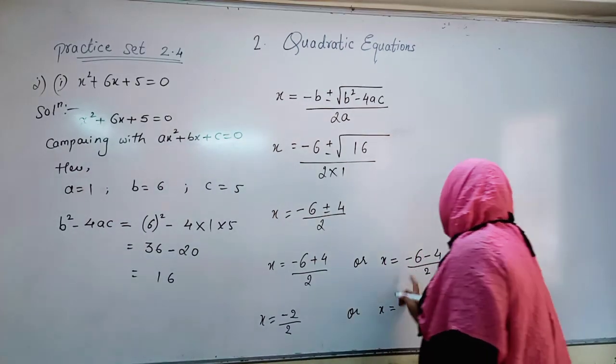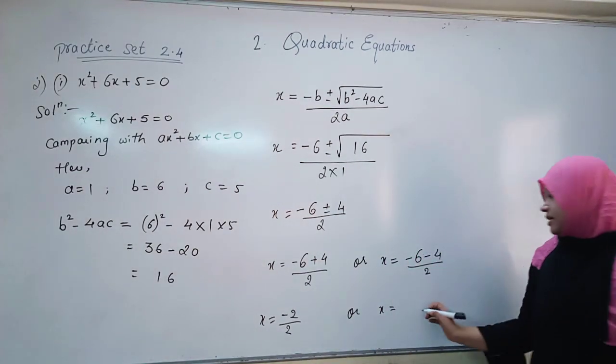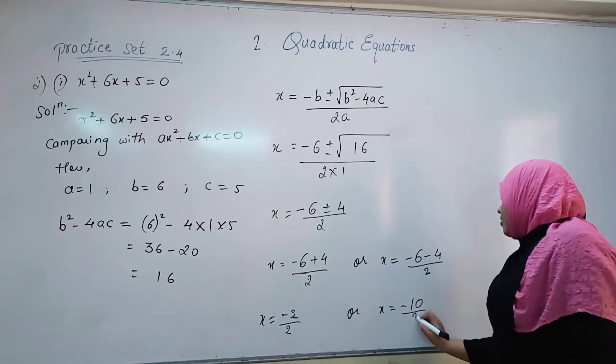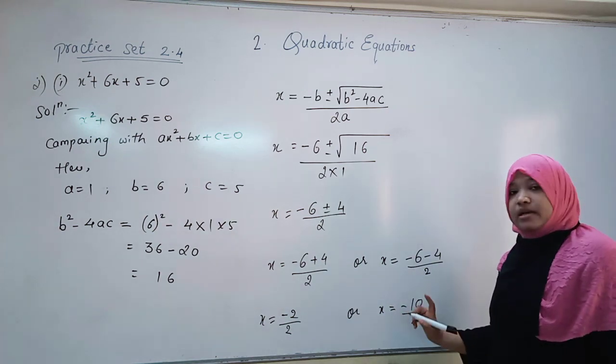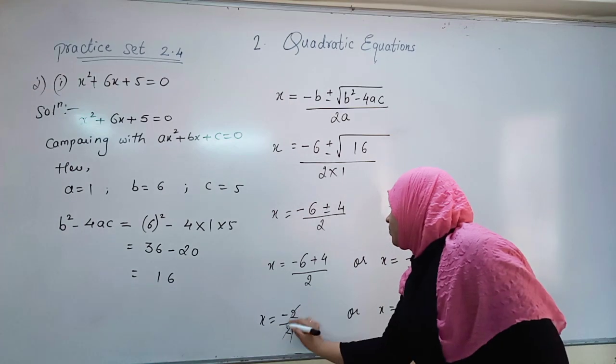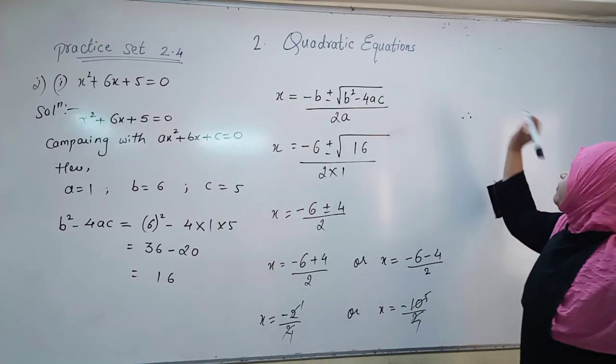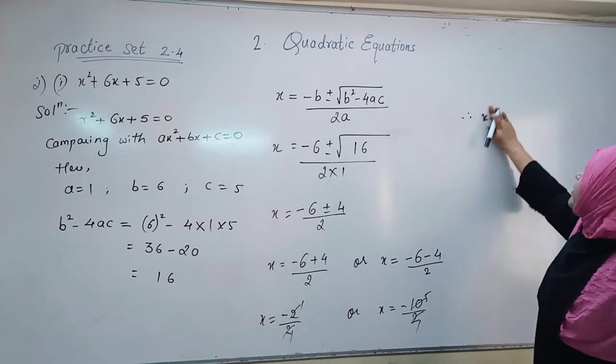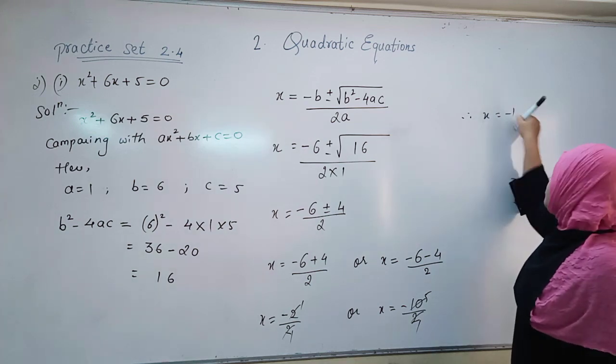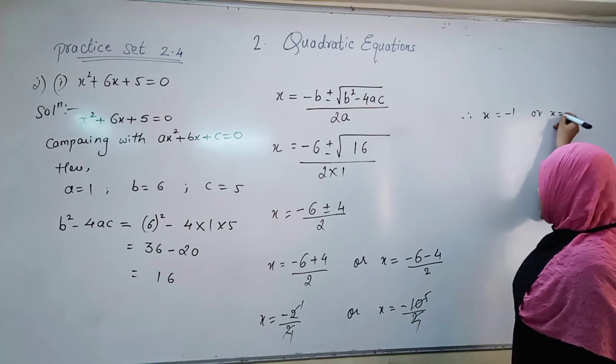Or x is equal to minus 6 minus 4, we got here minus 10 upon 2, and we get the bigger number. Cancel it. 2 ones are 2, 2 5s are 10. So therefore how many values of x do I get here? x is equal to minus 1 or x is equal to minus 5.